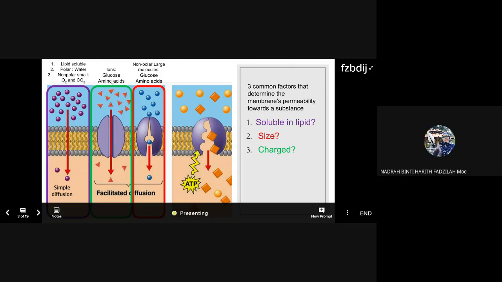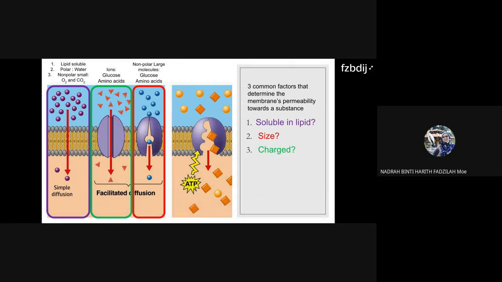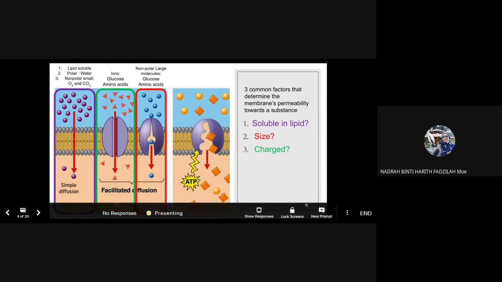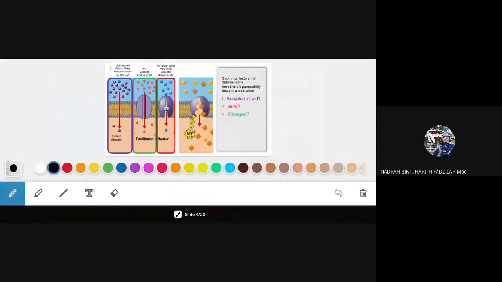So gambar ni saya punya labeling salah. Saya label kat situ glucose dengan amino acid. Salah. What is the correct example? Saya tukar slide ni kepada slide yang boleh draw. Okay. So pada slide ni kamu boleh draw. Okay, what we can do here is I show you. Since the labeling for the second one is wrong, which is ions, the examples are not glucose and amino acid. Bolehkah kamu betulkan pada slide masing-masing?